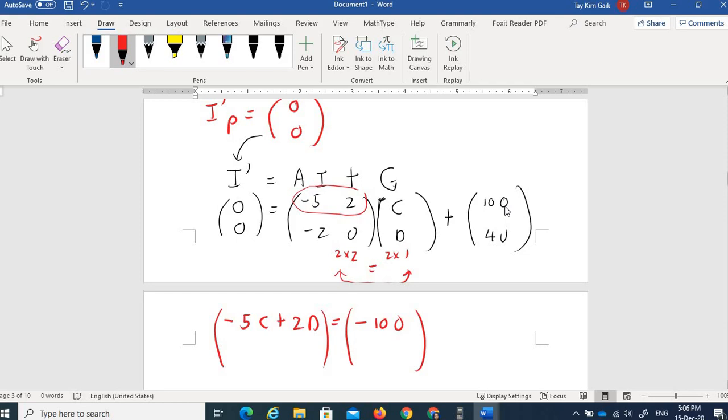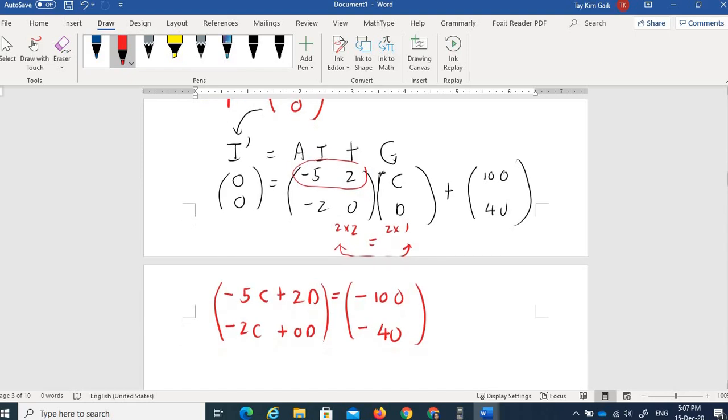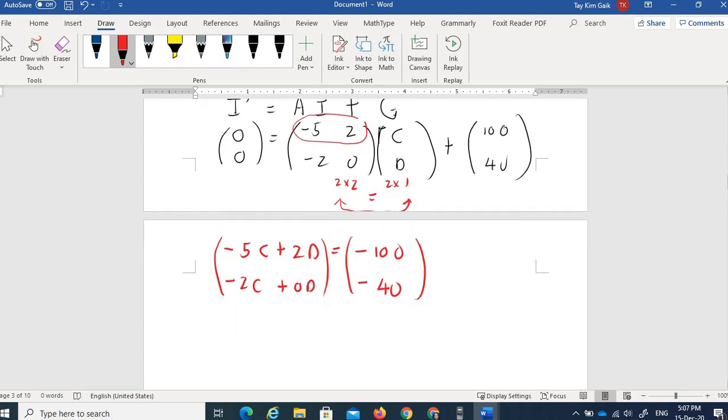So how do we get the 2 rows and 1 column? Negative 5 times C plus 2 times D. Second row, we have negative 2C plus 0D. This constant vector I bring to the other side, that's why you have negative. If you open back the vector, you have negative 5C plus 2D equals negative 100, negative 2C plus 0D equals negative 40.